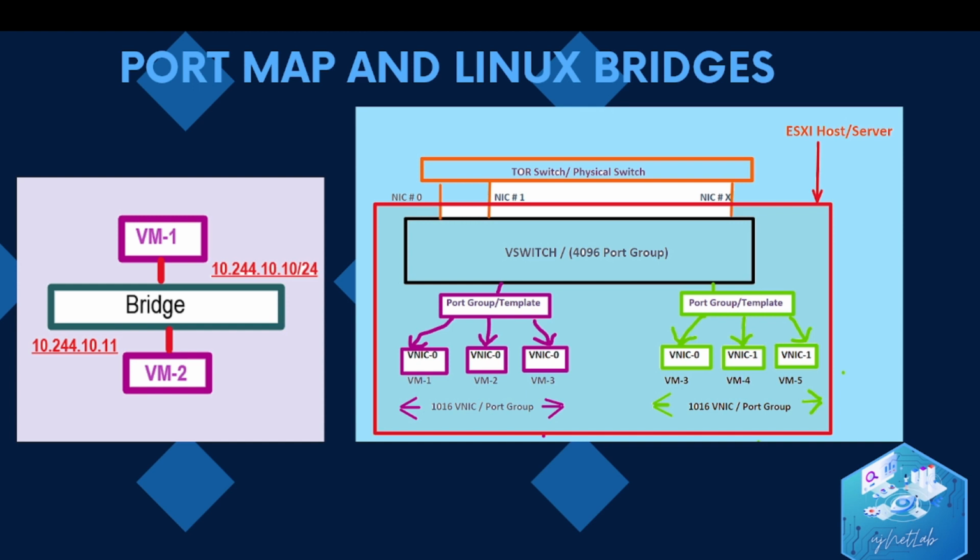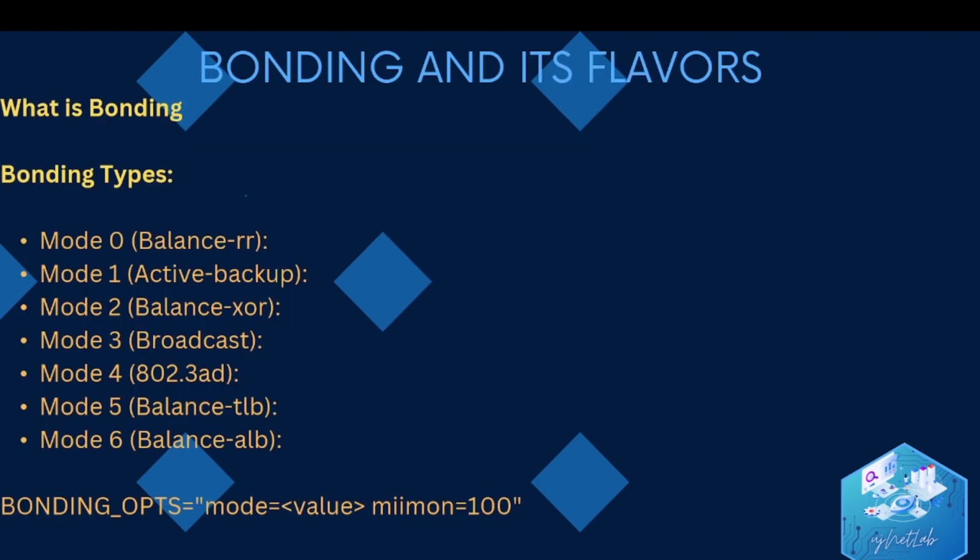And how they work together: Linux bridges make sure that the overall traffic flow is smooth, while on the other hand the port group provides the specific direction needed to reach the exact destination. Okay, so this is what it is about port groups and the Linux bridges.